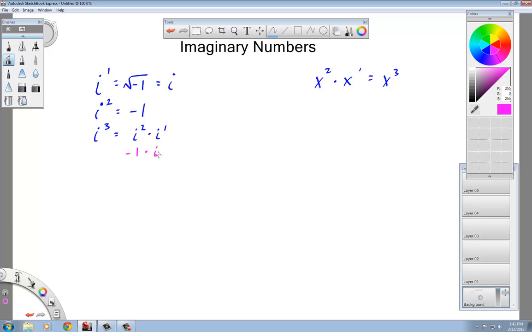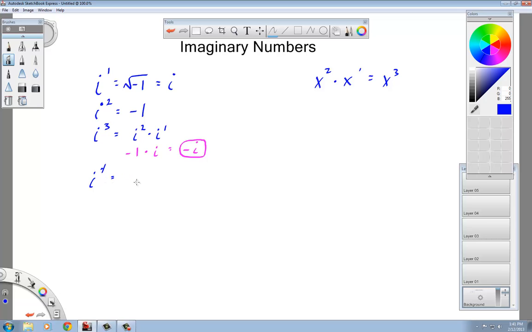Now make sure, by the way, when you make your i's, you hook the i's like that. So -1 times i is -i. Therefore, i to the third power is -i. It's confusing at first. I highly recommend watching this a couple different times when we're all said and done, and working through the examples I'm going to give you.